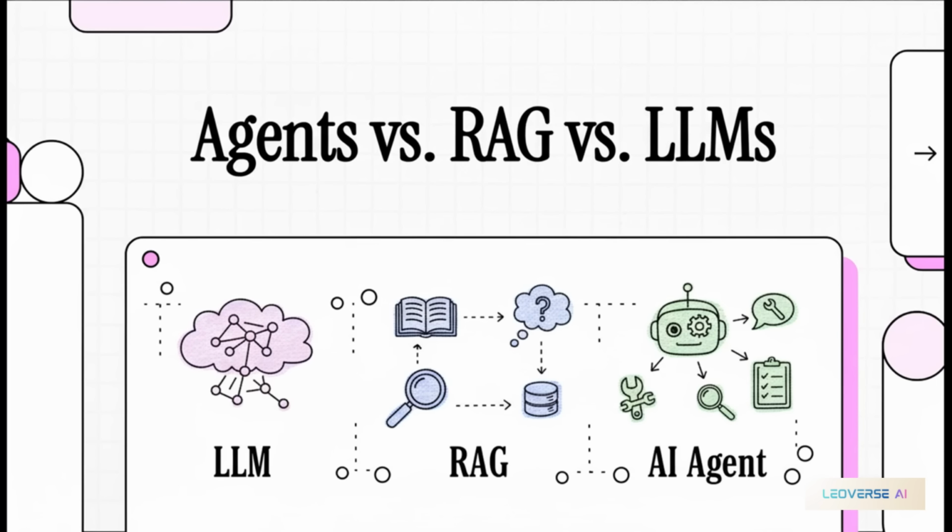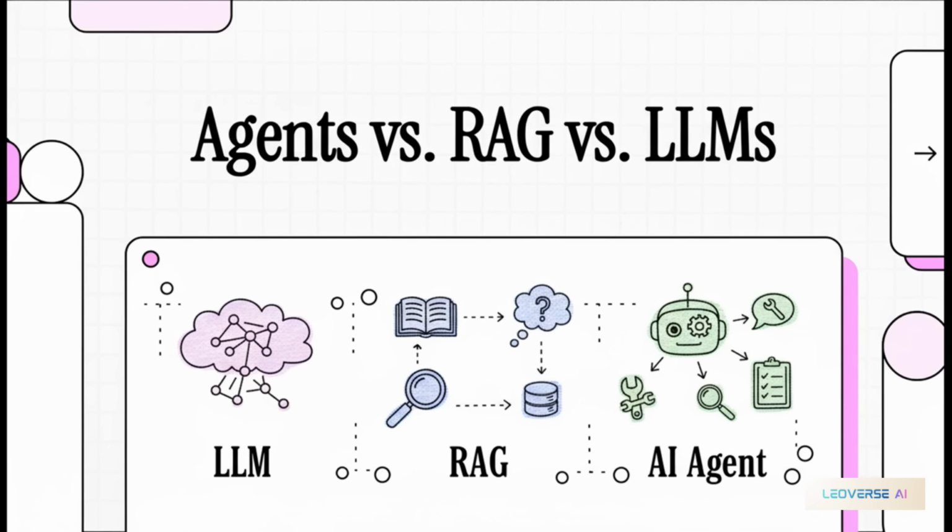All right, let's jump right in. You've probably heard these terms flying around all the time: LLM, RAG, AI agent. But what do they actually mean? And more importantly, how do they all fit together? We're going to break it all down, nice and simple, using a real-world example you can actually relate to.